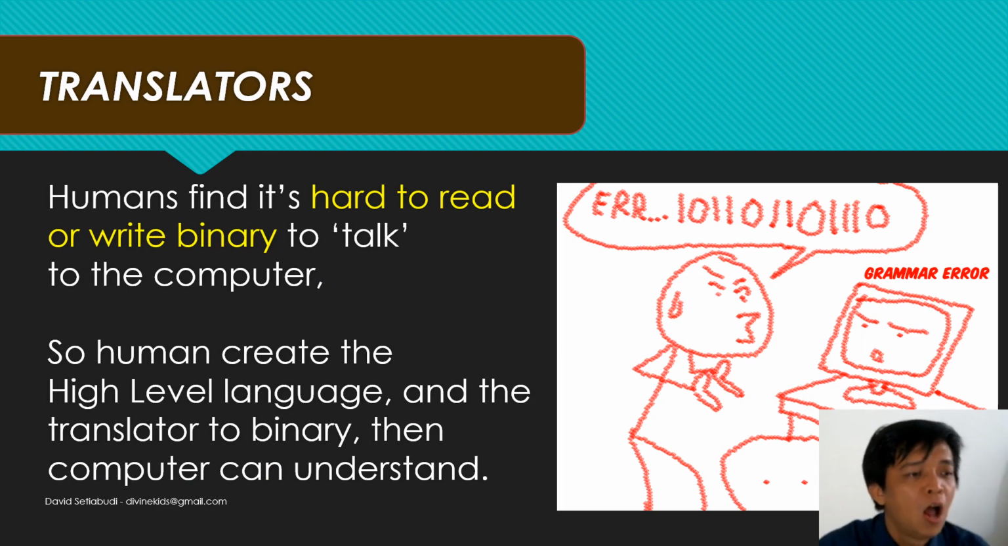Now, for this translator, humans find it hard to read or write in binary. Of course, you cannot write 0101 and then ask the computer to play music. So it's really hard to talk with the computer. Humans find it hard to read or write binary to talk to the computer. So what do humans do? Humans create the high-level language and the translator to binary. Then the computer can understand.